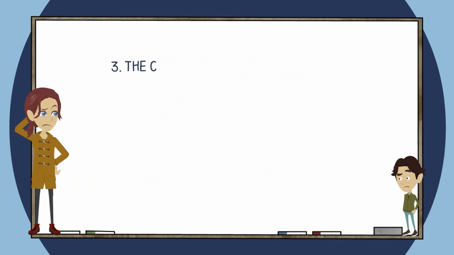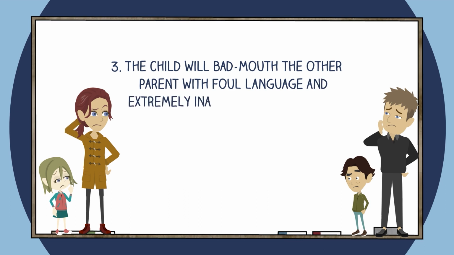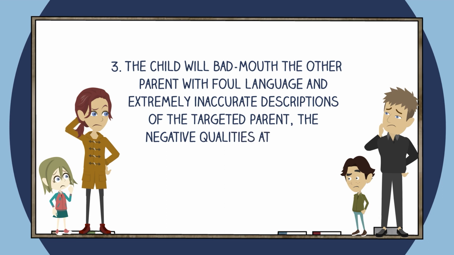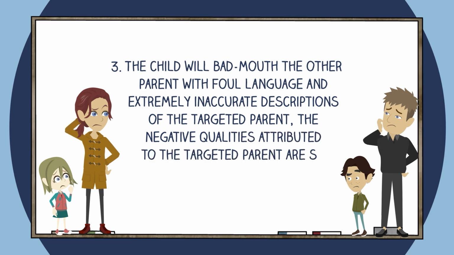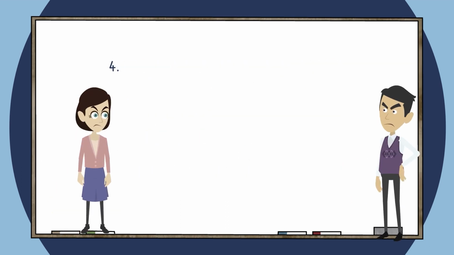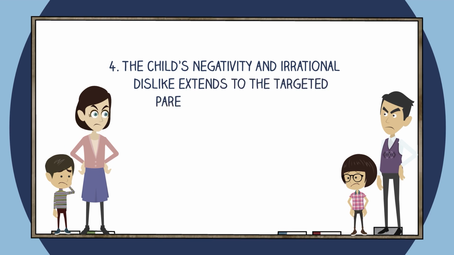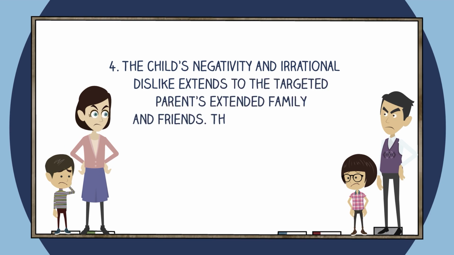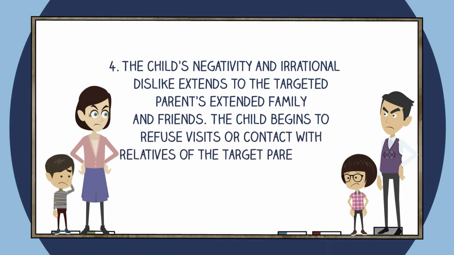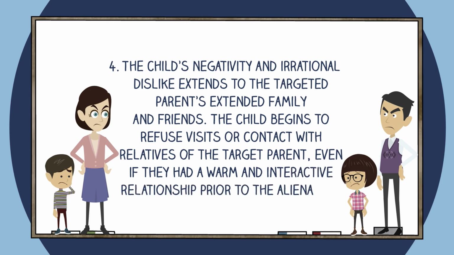3. The child will badmouth the other parent with foul language and extremely inaccurate descriptions of the targeted parent. The negative qualities attributed to the targeted parent are so extreme as to take on a bizarre and surreal quality. 4. The child's negativity and irrational dislike extends to the targeted parent's extended family and friends. The child begins to refuse to visit or have contact with relatives of the targeted parent, even if they had a warm, interactive relationship prior to the alienation.